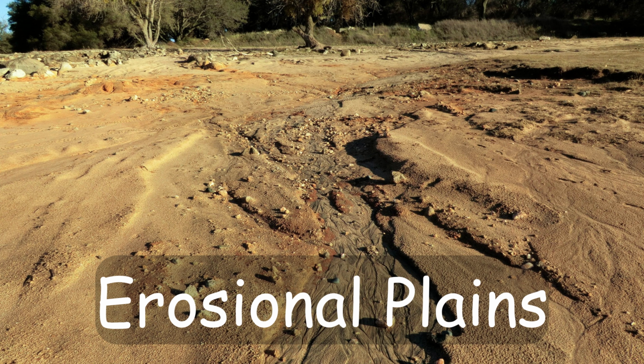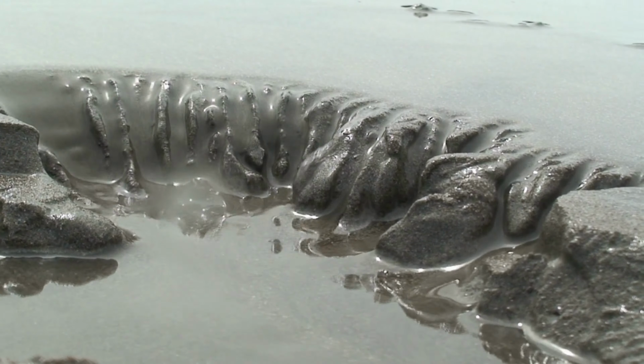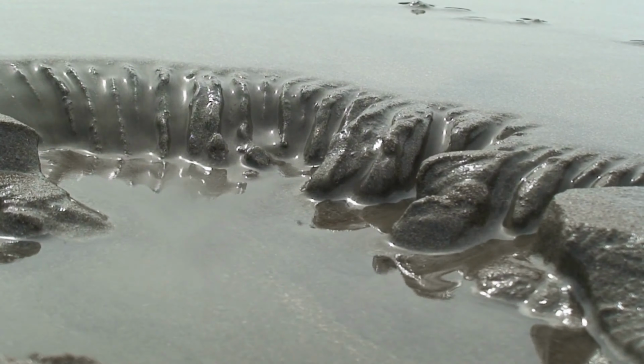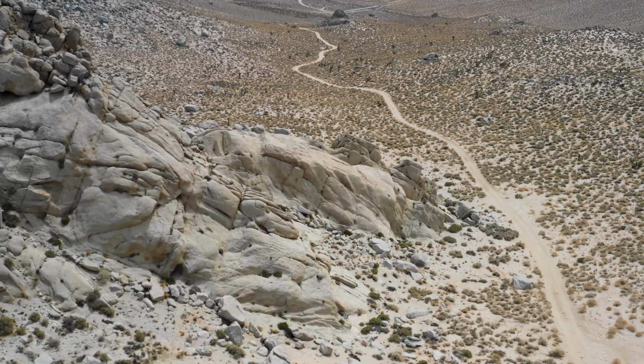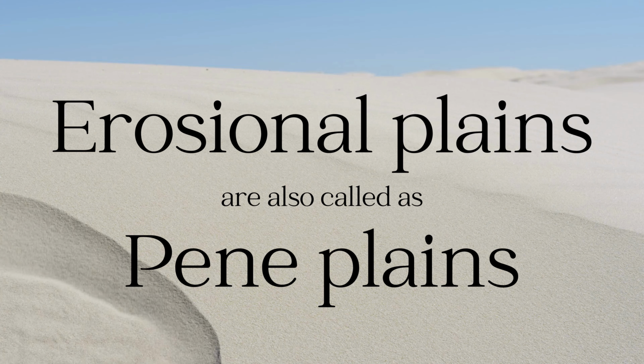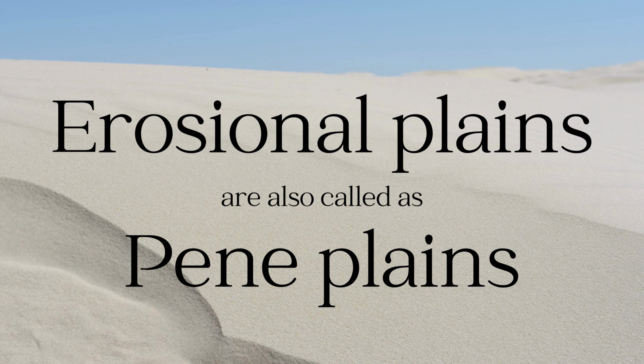Next, erosional plains or peneplains. Erosional plains are formed by the continuous and long-time erosion of uplands. The surface of such plains is hardly smooth and hence they are also called peneplains, which means almost plain.